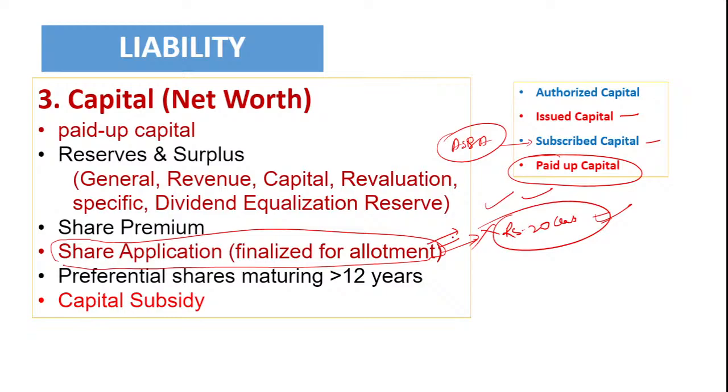So what is the present status? Whether the company is going to reject this application or is planning to issue. If the company is planning to issue shares against these applications, in that case this amount will be part of the net worth. If the company is planning to reject these applications, in that case it will be removed from the net worth. So it depends upon the status of the application. That's why I have written the word in brackets, finalized for allotment.